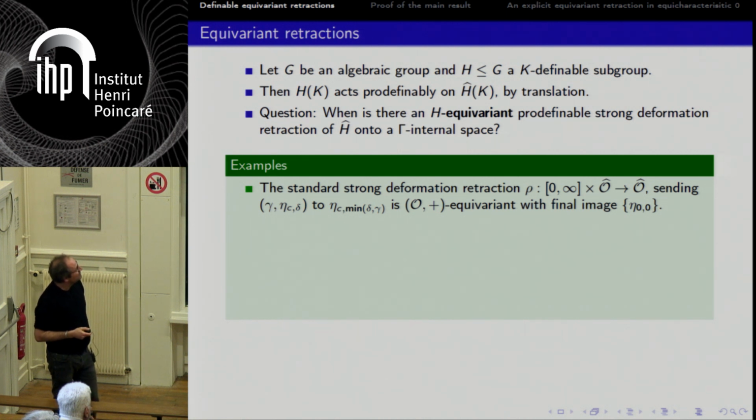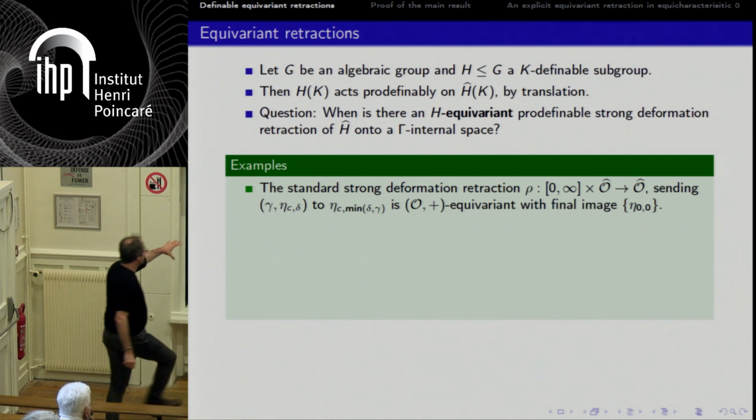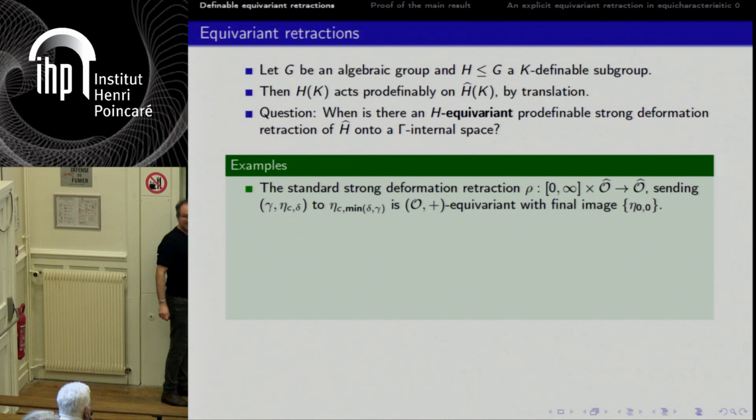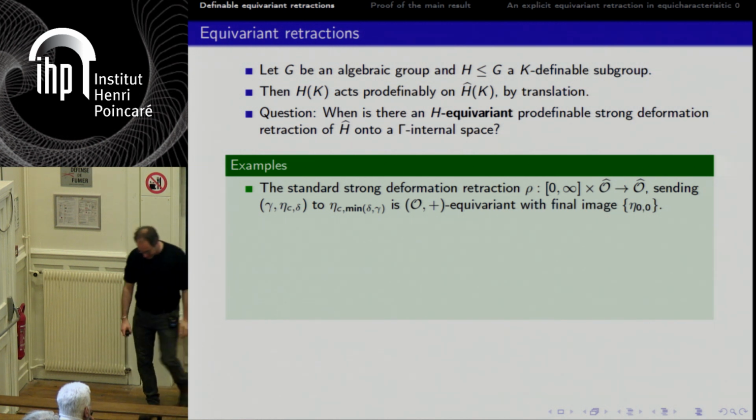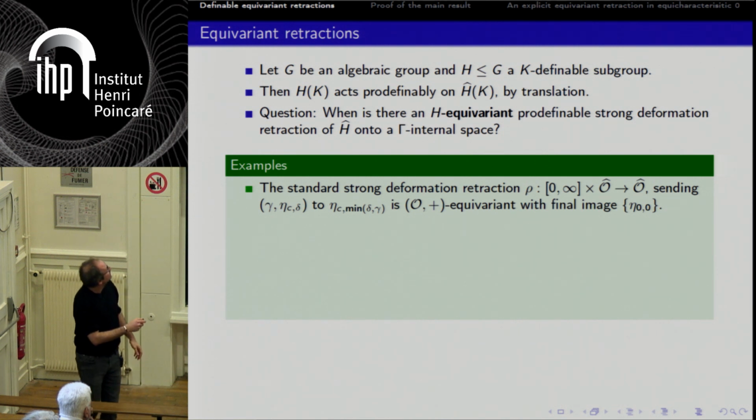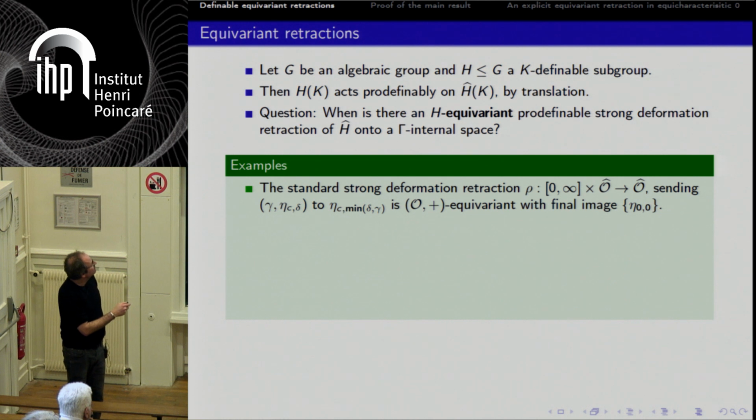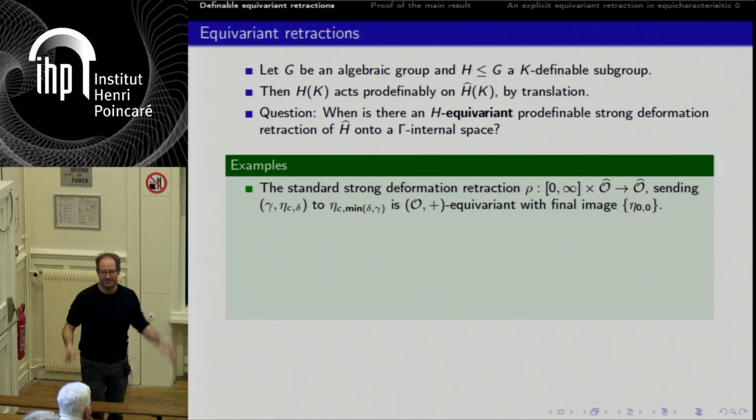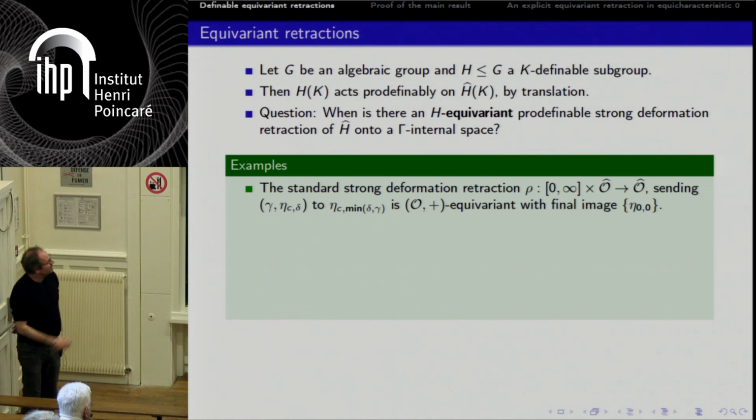Well, a little example, a very easy one. If I do this game in P1-hat, but I only take O-hat, then I retract equivariantly to the generic of O. Here's the formula: gamma, eta_c of delta goes to eta_c of min(delta, gamma), and this is clearly additively equivariant. And the final image is a point.